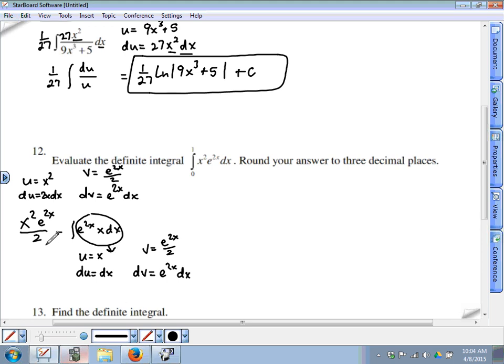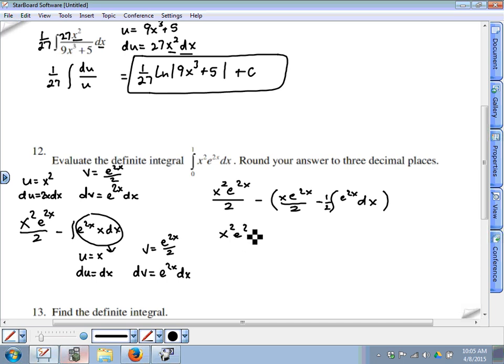So I'm going to rewrite the whole thing again, but I'm going to expand this integral using another integration by parts. So we're going to have x squared e to the 2x over 2 minus, and we have a u times v, so that's x e to the 2x over 2 minus the integral of v, which is e to the 2x, and we pull 1/2 out here. It's dx.